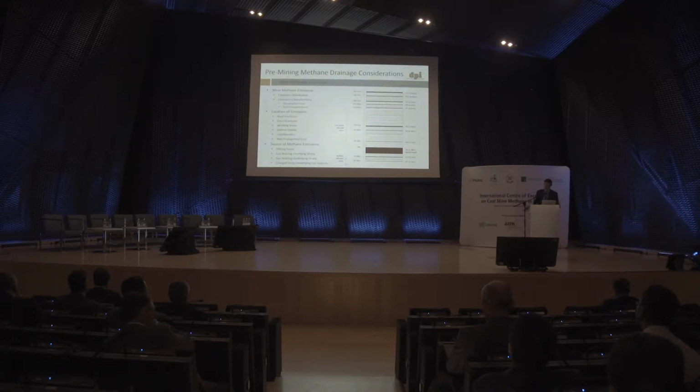And I show here on the right side, this is the Pocahontas series. It's probably one of the most prolific CMM coal packages in the United States. Typically the P3, the Pocahontas 3, is mined. It's about 2.3 meters in thickness.